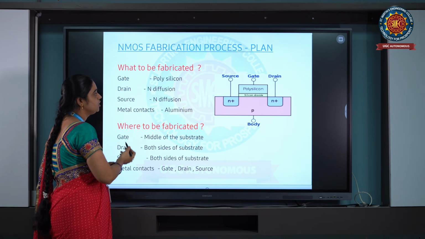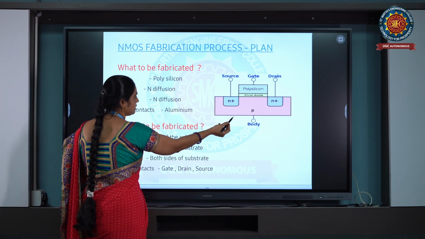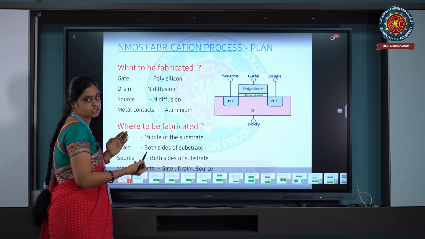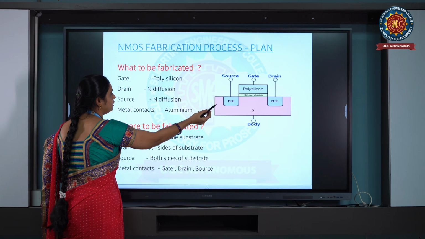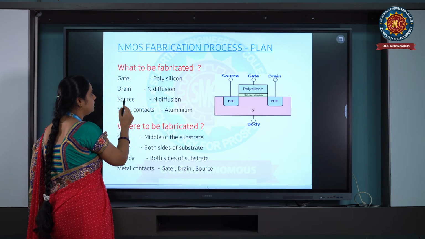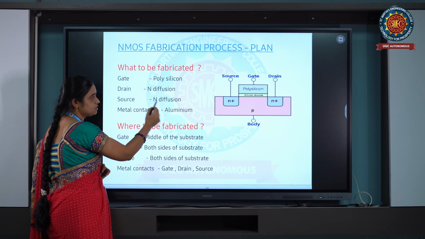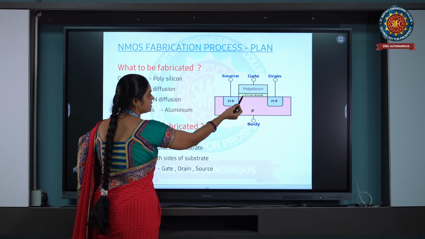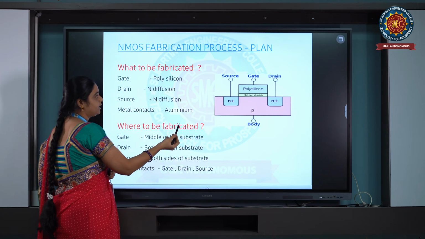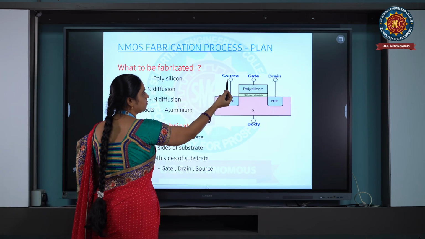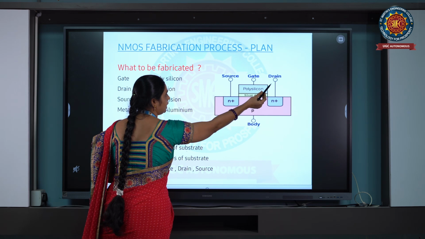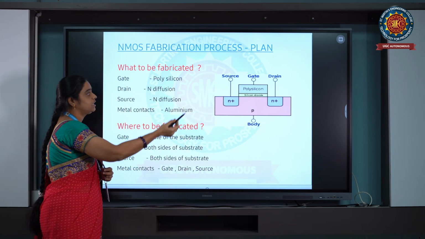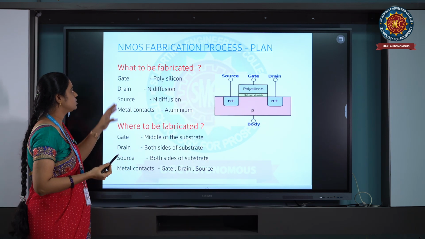We can see here that the body or the substrate should be P-type for an NMOS transistor, and the diffusions, source and drain, would be N-type diffusions. On the gate we are placing polysilicon with a silicon dioxide layer, and at the top we have the three terminals: source terminal, gate terminal and drain terminal. These three terminals will constitute our NMOS transistor.